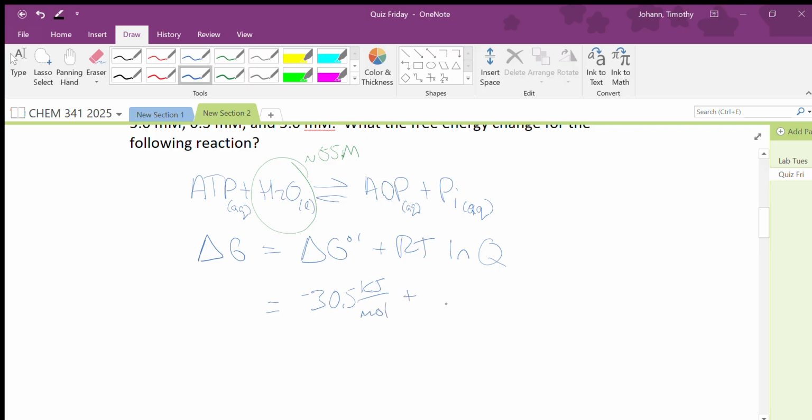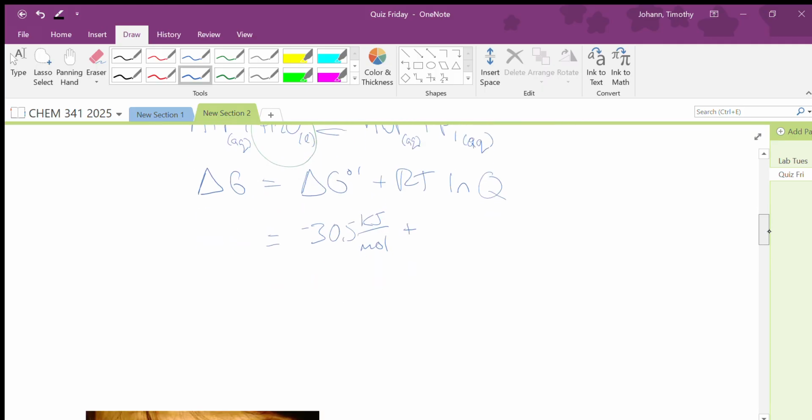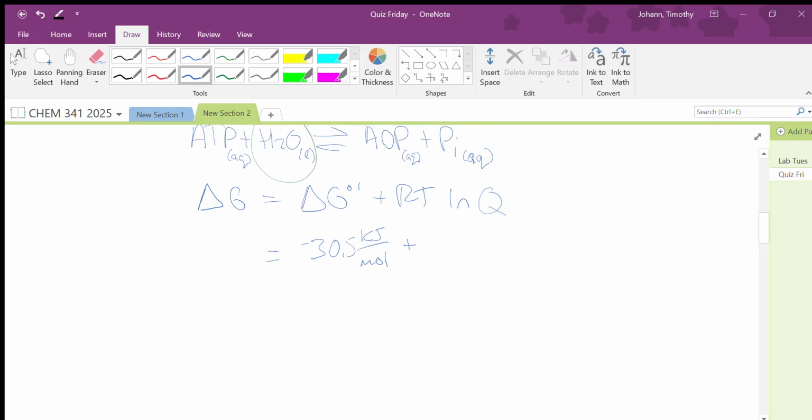Plus R. What R do I need to use now? I'm going to use the 8.314, but what do I need to do to it? I need to convert it to kilojoules, so I need to divide it by 1,000. If you are never sure whether to multiply by 1,000 or divide by 1,000, what I recommend you do is a little bit of dimensional analysis or unit conversion. Actually, I will do it here just to show you what I would do.